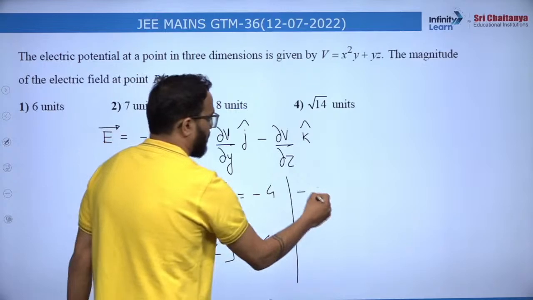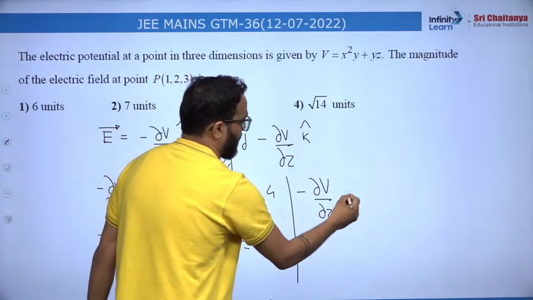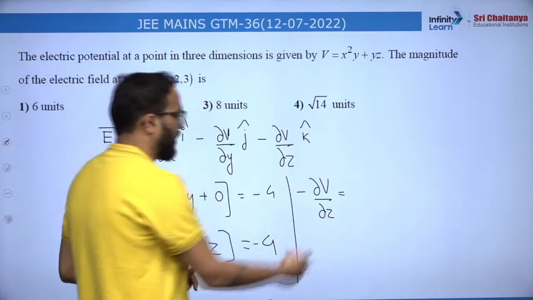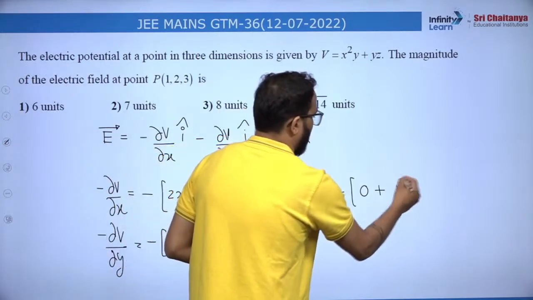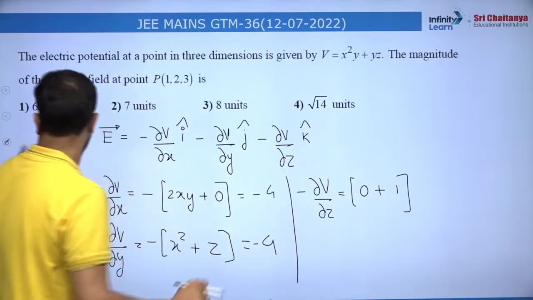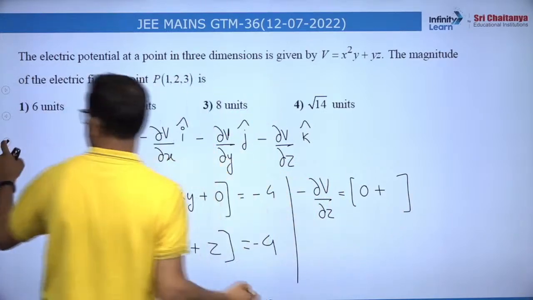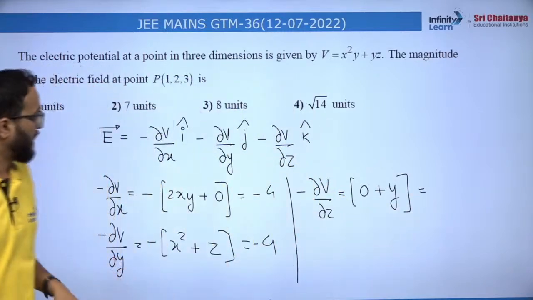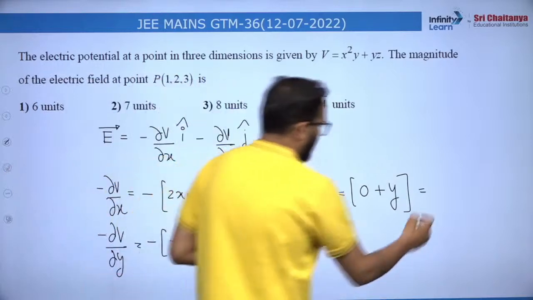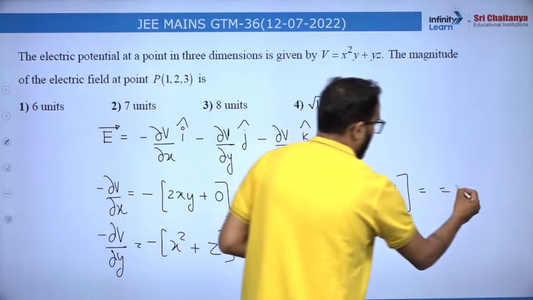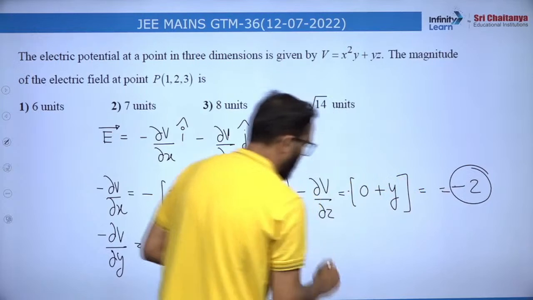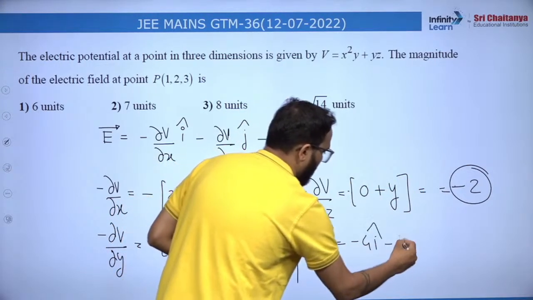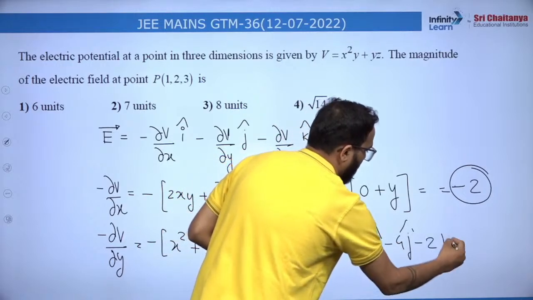Now last is minus del V by del z. Differentiate z, treating everything else as constant. So it will be 0 plus y, because derivative of z will be 1, and y is how much? y is 2. So it will be minus 2. So you will say electric field will be minus 4i cap minus 4j cap minus 2k cap.